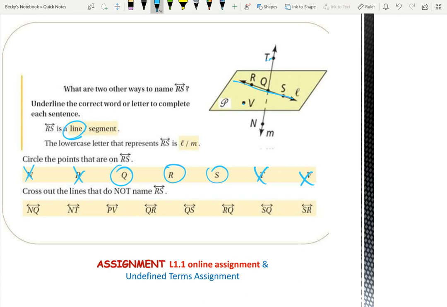Cross out the lines that do not name RS. So NQ, no. NT, no. PV, no. QR, yes. QS, yes. RQ, yes. SQ, yes. RS, yes. Hope I did all that right. Okay.